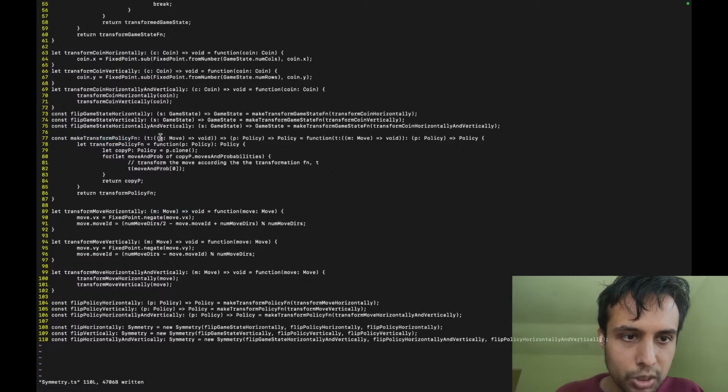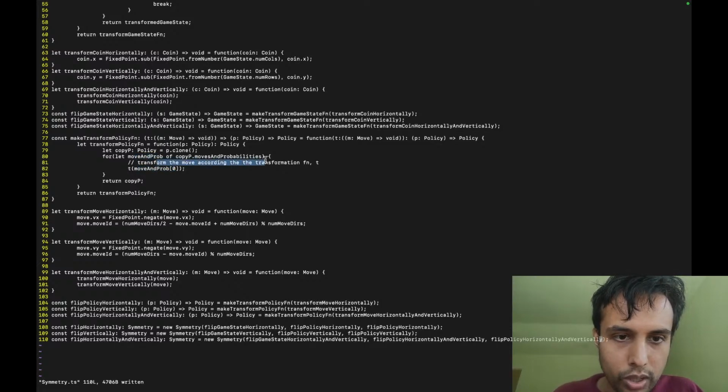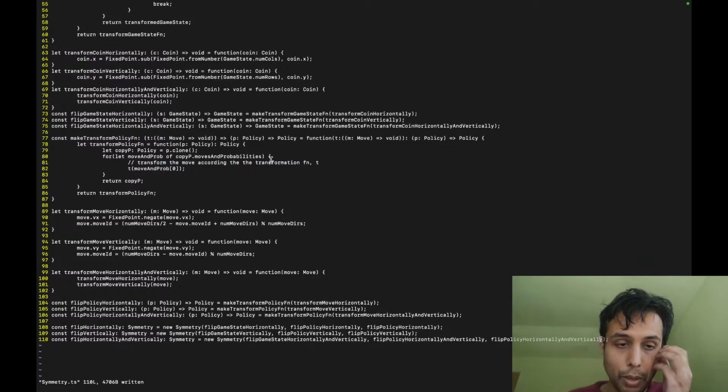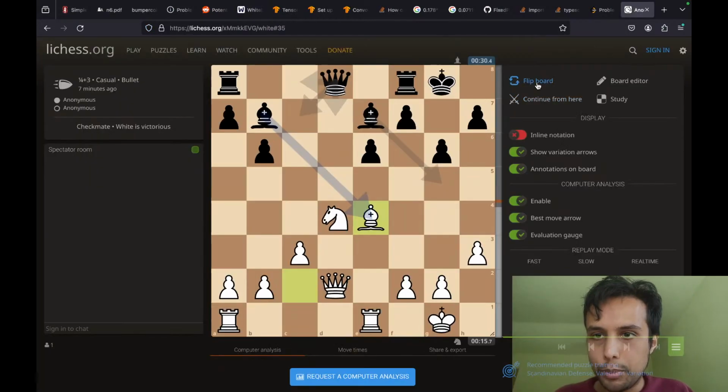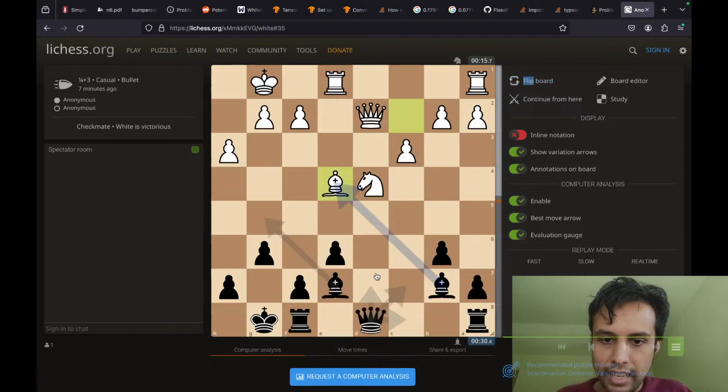In the transform policy, when we're touching the move, we're only touching the move in the policy. The probability stays the same. We're only adjusting the components. We're only changing the angle of the move, right? We're not changing the probability. Here, if we flip the board, the same thickness, like this bishop thickness and these relative thicknesses, they're staying exactly the same. That means the probabilities are not changing. Only the direction of the arrow changes, right?